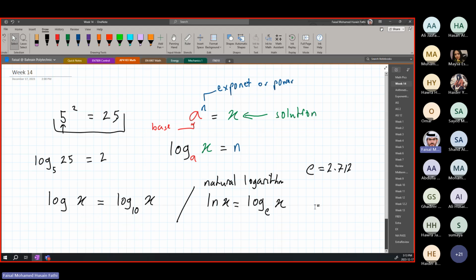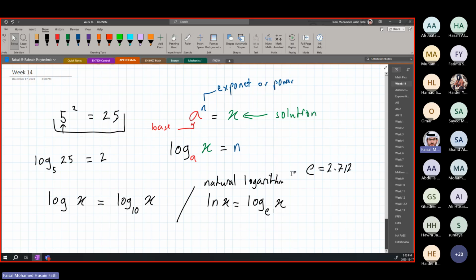So you have two types of things. You have log by itself. If there's no number, that means it's log with a base of 10. And then you have ln, which is simply log base e. That's it. This e, you can see it on the calculator.